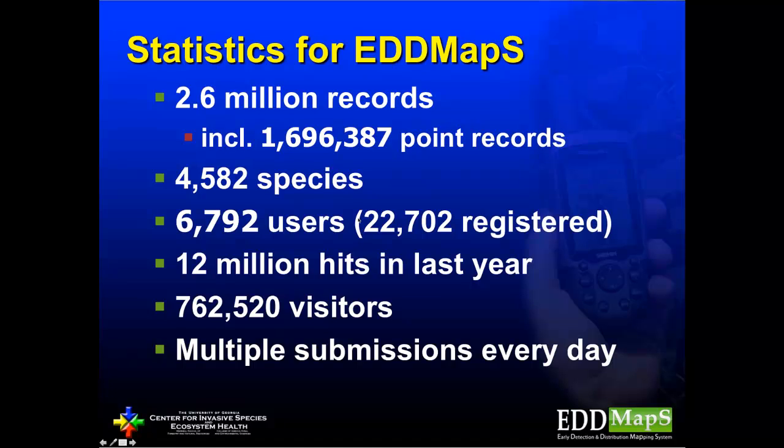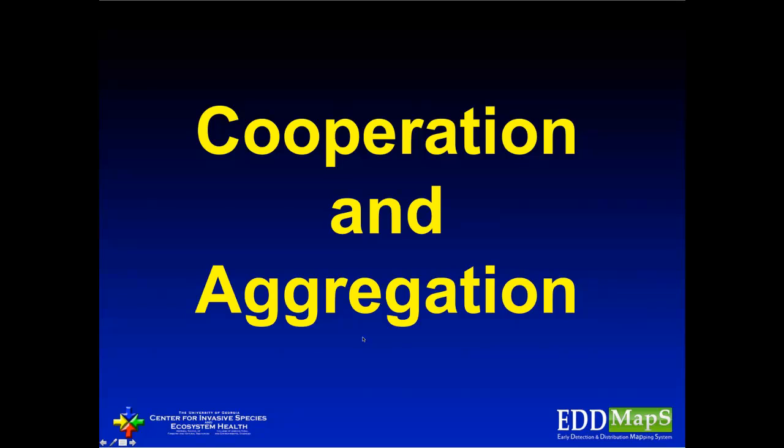We've had over 6,700 different users. Those are actually different sources of data, individuals or organizations who have submitted data, from an organization that may have submitted 100,000 records that was everything that's ever been found in their state, down to the user who has made 1 or 2 reports. We received 12 million hits last year from about 750,000 visitors, and we're getting multiple submissions from each of the different projects every day.